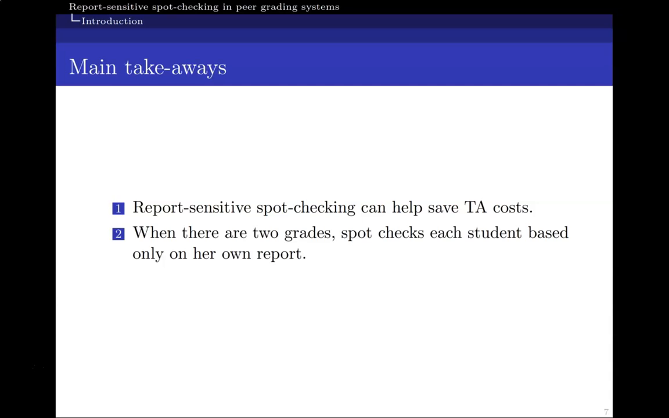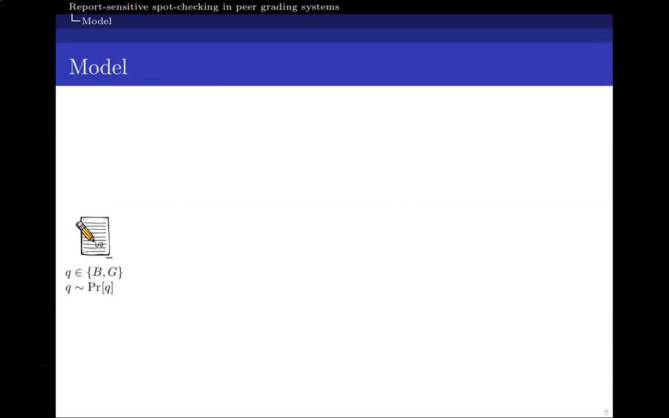There are two main takeaways that I want you to remember from this talk. First, report-sensitive spot checking can indeed help save TA costs while providing the same kind of guarantees as the fixed probability mechanism. Also, when there are two grades in the system, the efficient way to spot check students is to spot check them based only on their own reports. Okay, with this in mind, now let's get a bit more formal and take a look at our model.